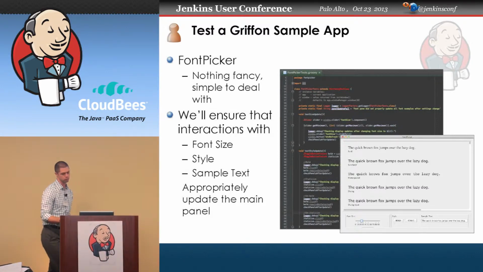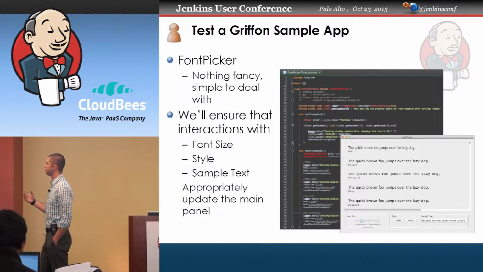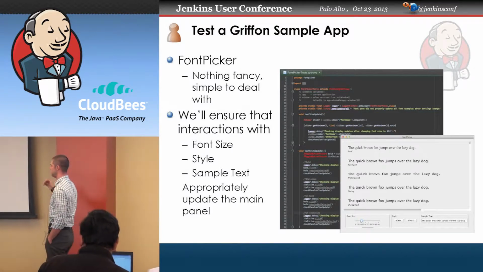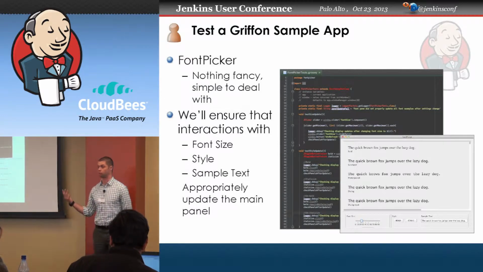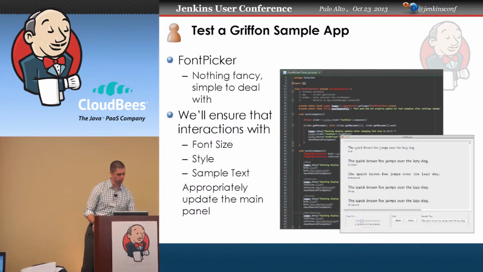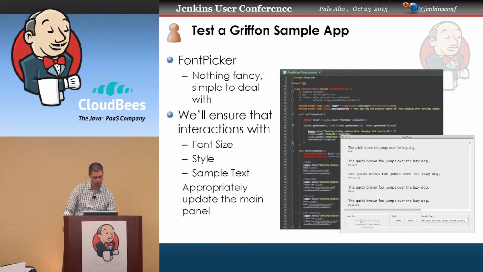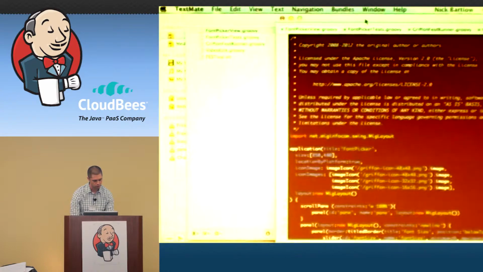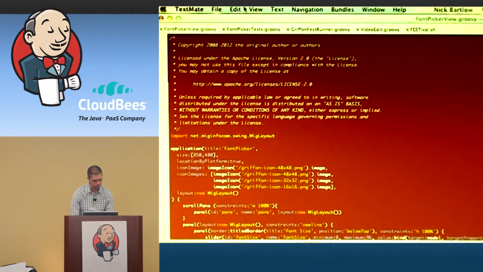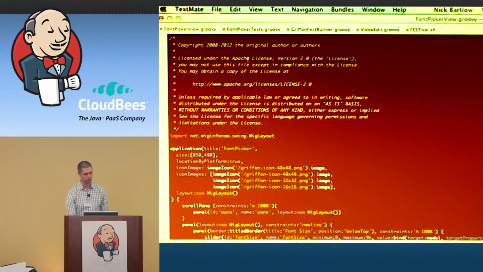So what we're going to do is just put together some tests that allow you to ensure that when you change those things, like the size, the style, or the sample text, the main panel is updating appropriately, right? I won't have time to get too far into the code, but I'll bring up a couple of these things, and the resolution looks a little bit large here, but hopefully you guys can see.